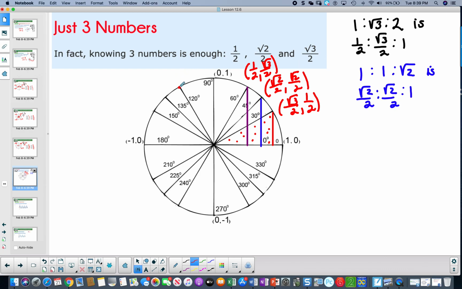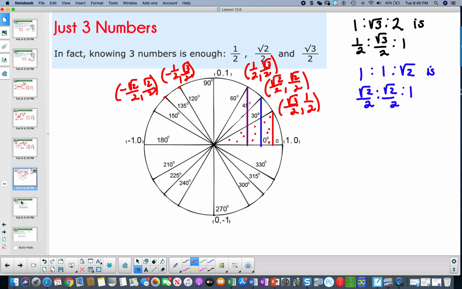Now this right here will be the mirror image, which would mean that it will be 1/2, root 3 over 2. It's the mirror image across this. And then this will be the mirror image of this one, which is negative root 2 over 2, root 2 over 2. So I hope you've seen this pattern of how we can find these things by looking at mirror images.